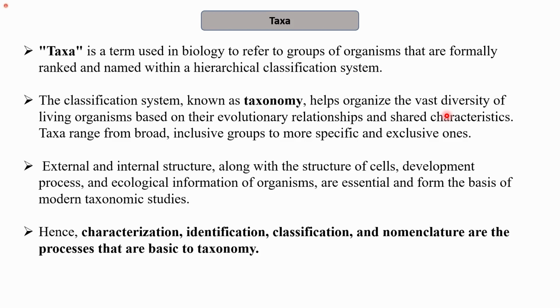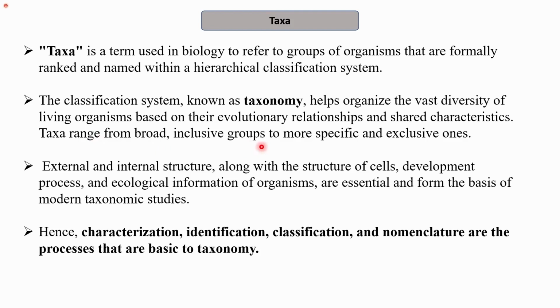So the classification system, which is known as taxonomy, allows us to organize the vast diversity of living organisms based on their evolutionary relationship with other organisms and the characteristics which a particular group of organisms shares with other individuals of that group. Taxa range from broad, like plants and animals, which are very broad umbrella terms under which there are many organisms that can further be grouped into smaller taxa. So taxa range from broad, inclusive to more specific, exclusive ones.